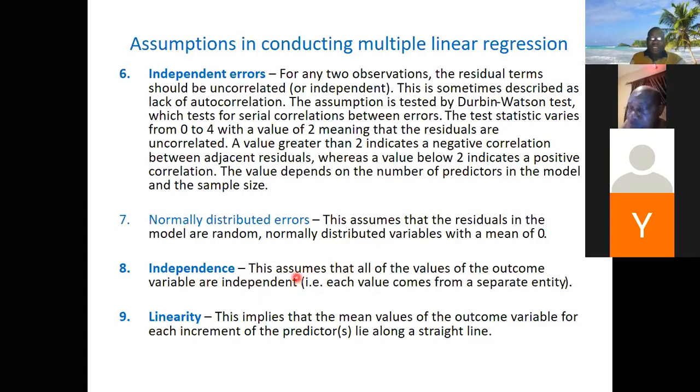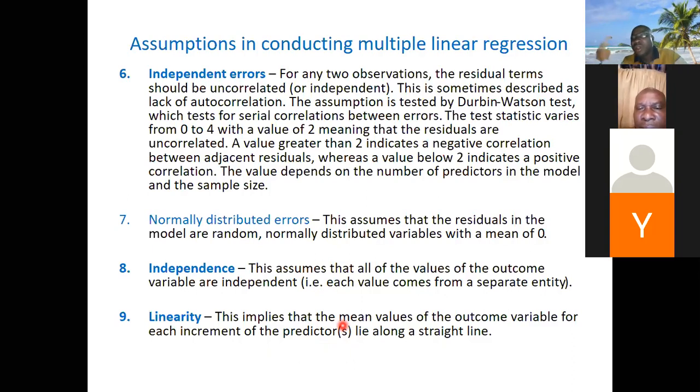Independence. This assumes that all the values of the outcome variable are independent. Of course, that one also is part of the conditions for using parametric tests. Linearity implies that the mean value of the outcome variable for each increment of the predictors lies along a straight line. That is, it should not be curvilinear. Sometimes something may follow a quadratic equation. When we say linear regression, we are not saying curvilinear.